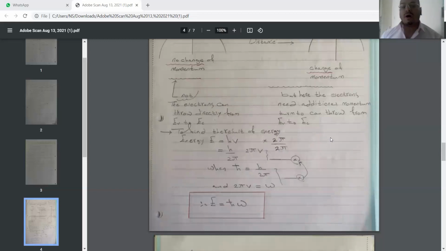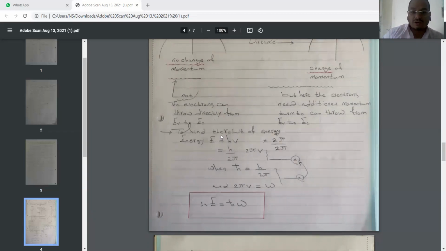Now let's talk about the result, the general equation for the energy. Like we say, energy equals hv. To prove this equation, this is the last line, the last result, I will use this math trick by putting 2π divided by 2π. We know the result on this side will equal 1.